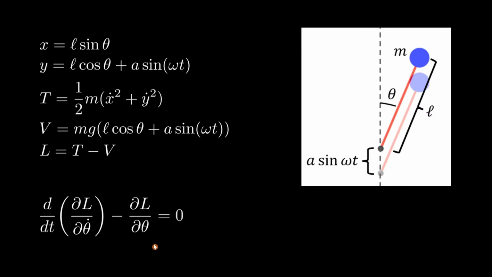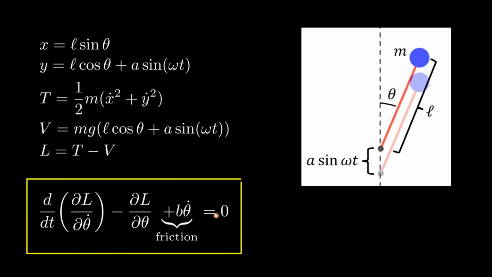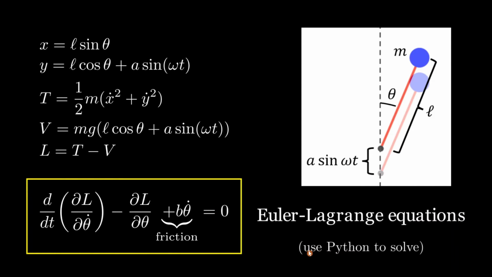So this would correctly model the system if there was no friction involved. But what if we want a little bit of friction? We can actually add that in with this b theta dot term. And so this will add a little bit of friction, which is proportional to the speed at which theta is changing. So then we can put a box around this, and then we can go ahead and use Python to solve. So now let's do that.